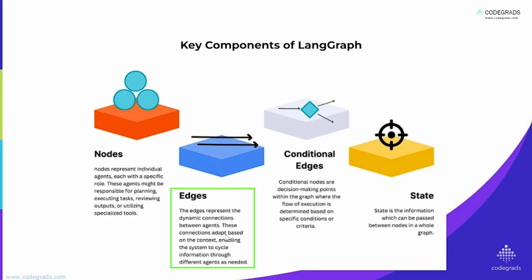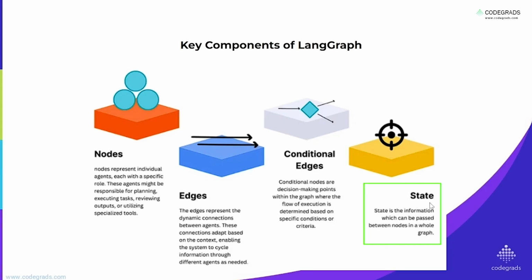These connections adapt based on the context, enabling the system to cycle information through different agents as needed. If we also want to give if-else conditions for different nodes, when we want to execute a particular task if a condition is satisfied, at that point of time we use the conditional edges. Conditional nodes are decision-making points within the graph where the flow of execution is determined based on specific conditions or criteria. So whenever conditional edges are involved, we will get a more appropriate answer according to our question or the user query.